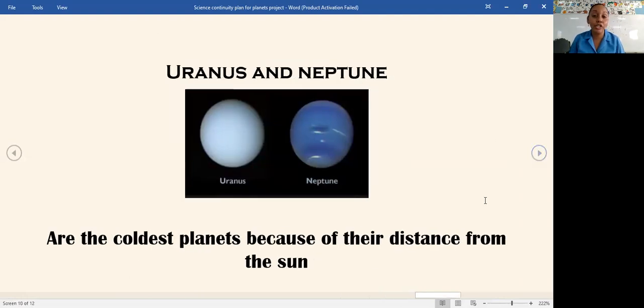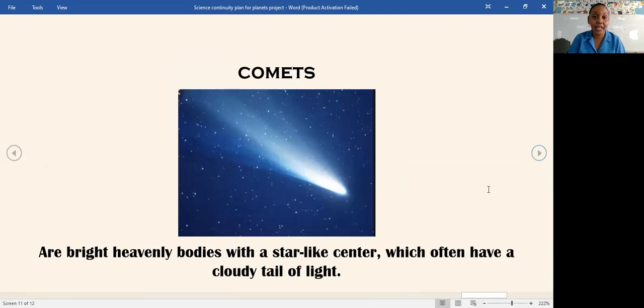Then we have the last 2, Uranus and Neptune, which are the coldest planets because of their distance from the sun. And lastly, we have the comets, which are also spoken about in your notes there on your handout. They are bright heavenly bodies with a star-like center, which often have a cloudy tail of light.